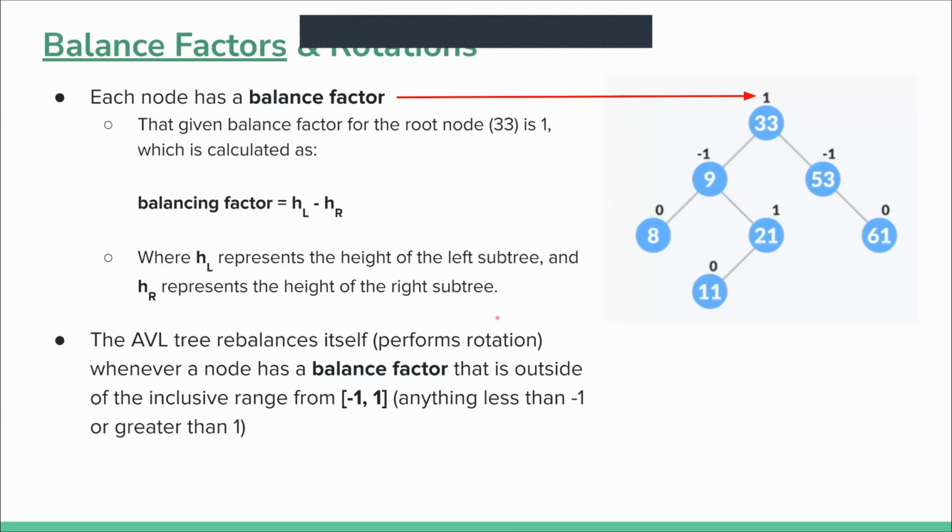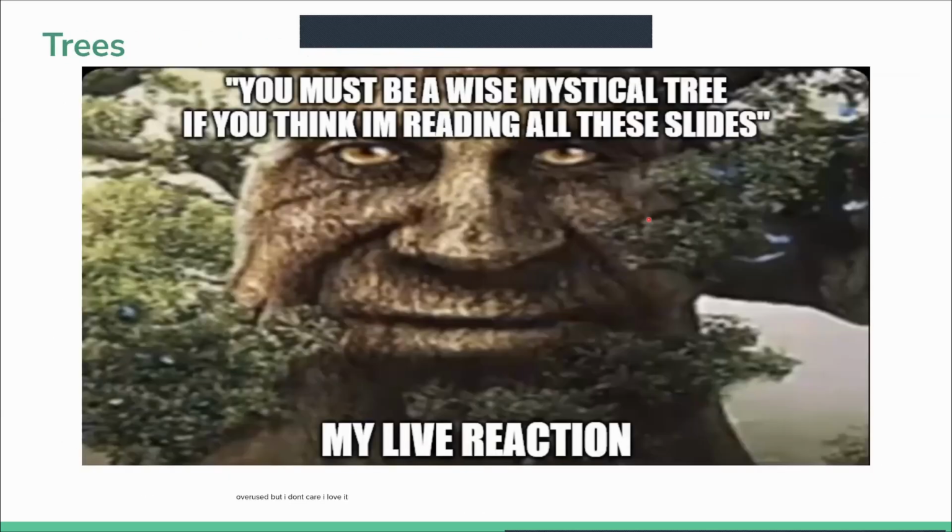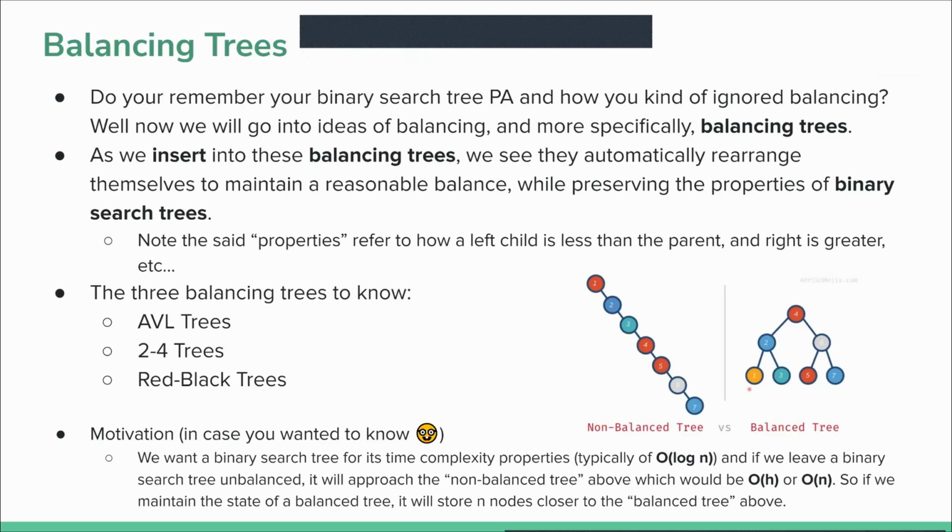Now, you'll note that this is not actually perfectly balanced, right? The goal of AVL trees and balanced trees is to approach a perfect tree, which is basically this binary search tree right here. And the reason we do that is explained here.